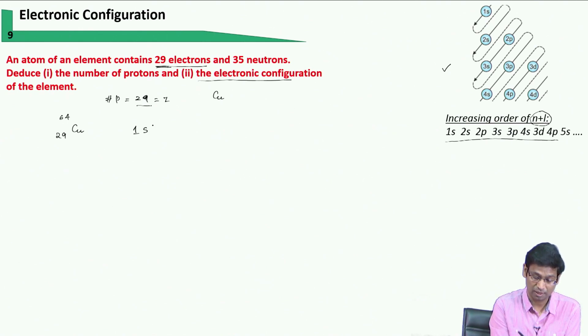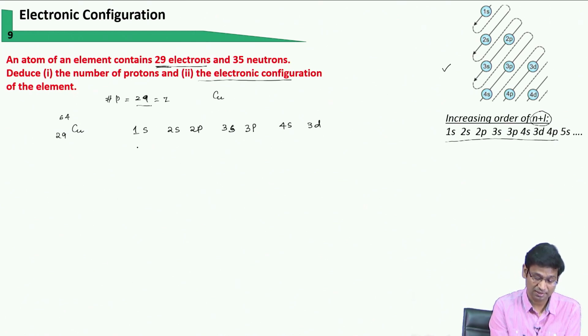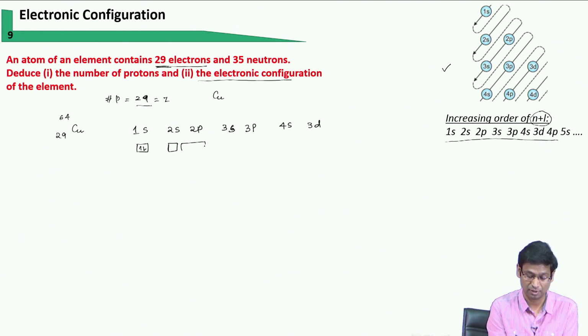Now this is the increasing order of n plus l that is given here. So let us write down 1s, 2s, 2p, 3s, 3p. So after 3p I will not write 3d, rather I will write 4s, because 4s has n plus l equal to 4, and 3d has n plus l equal to 5. So let us try to fill the electrons from lower. So 1s can have 2 electrons. So I already gave 2 electrons to them. 2s can have 2 electrons, 2p can have 6 electrons. So together now if I count, I have already used 10 electrons.